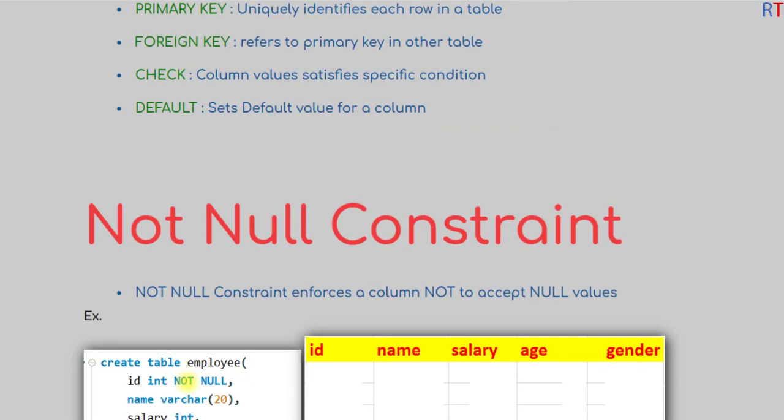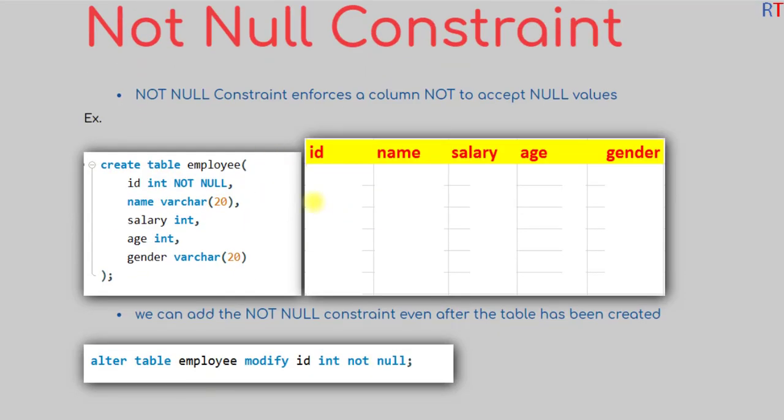So now we're going to talk about the not null constraint. The not null constraint enforces a column not to accept any null value. For example, whenever we create a table, we can add the not null constraint to a field. Here, inside the employee table, we have added the not null constraint to the ID field. That means whenever we add a new record into that table, the ID field cannot have any null value.